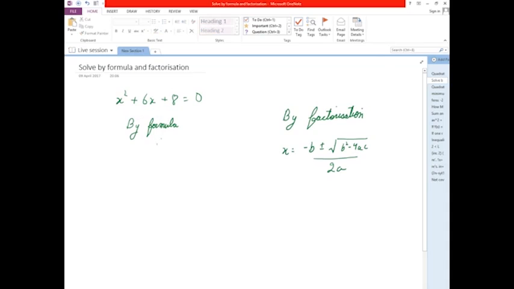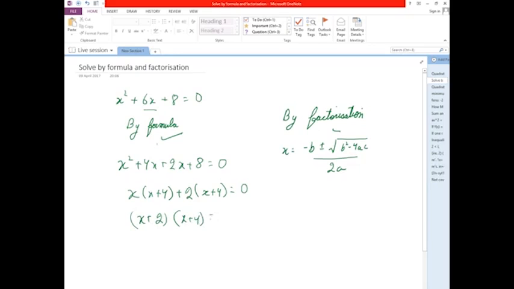You should know both how to do it by formula and by factorization. If you have to solve a quadratic equation, x squared plus 6x plus 8, you should be able to do this mentally itself, and you should not even be writing these steps which I am writing. But just in case some people tend to forget the method of factorization and just use the formula every time, it's not the right way, because many a time factorization will be much quicker. So you should be comfortable with both these solutions.